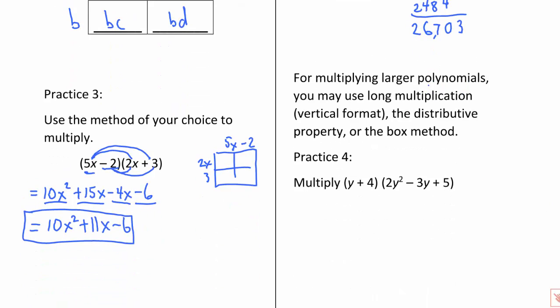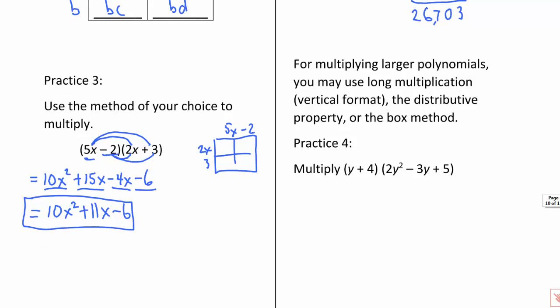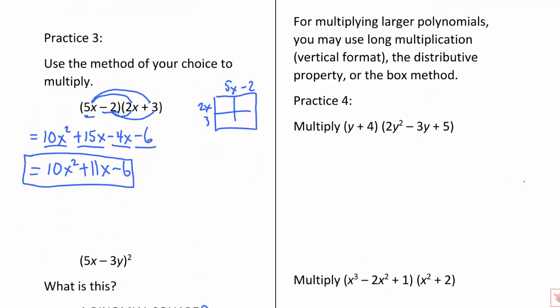Okay, so for multiplying larger polynomials, you may use long multiplication, the vertical format, the distributive property, or the box method. Here's the thing, I like to use the distributive property. It just makes everything easier, and honestly it makes it more compact. So that's what I'm going to show here. I'm going to take this y and distribute it to all three terms here. Okay, so y times 2y squared is 2y cubed.